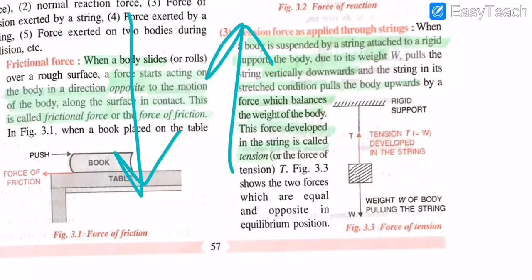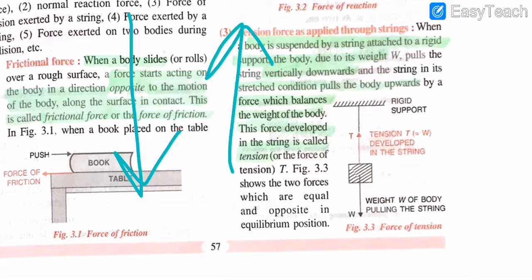You can see this is different. Normal reaction force is where you are on a flat surface. This is where force is applied through strings, and there's a tension between the rigid support and the weight that is pulling the object down, but it won't fall, because both of these forces are balancing each other out. But in cases where the weight is too much, of course it will fall down, because both the forces are not balancing each other out.